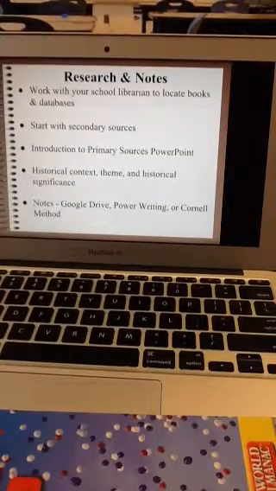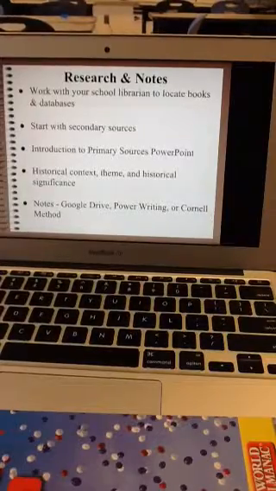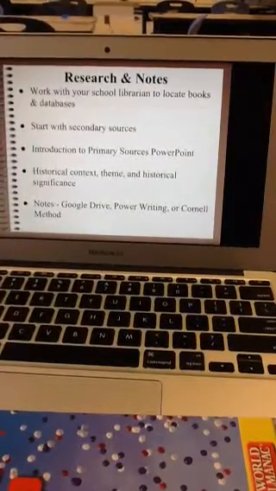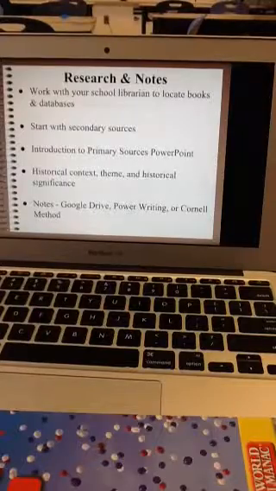And then the historical significance is the so what. Why are we doing this? Why are we still studying this history? Why does this person or event matter?